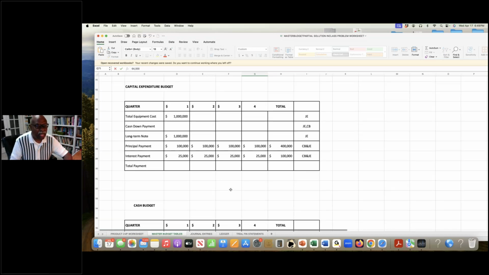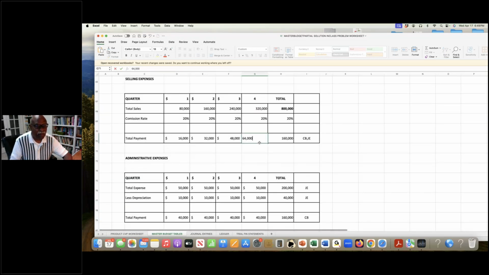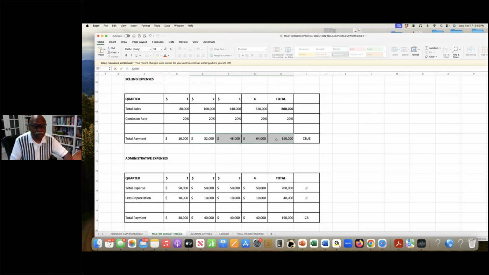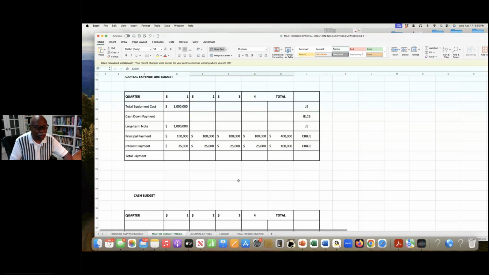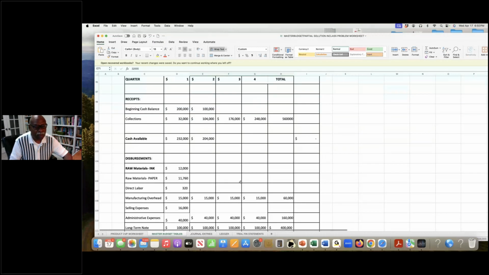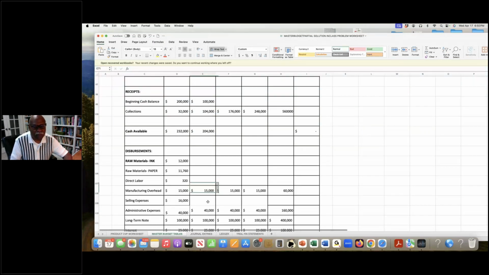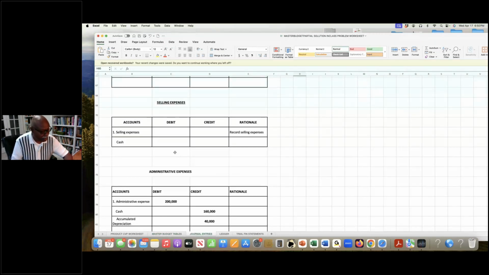So I will simply copy. And then I've got to make a journal entry. And what am I going to debit and credit in this journal entry? What's the amount going to be? So everybody, 160,000. 160,000.